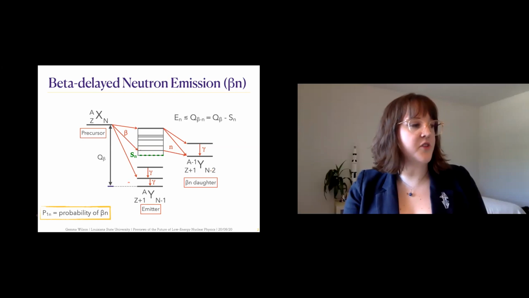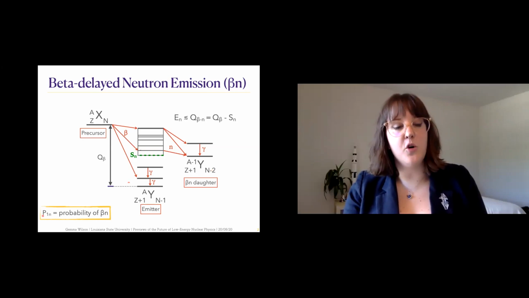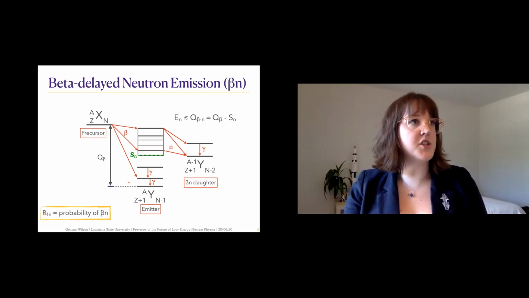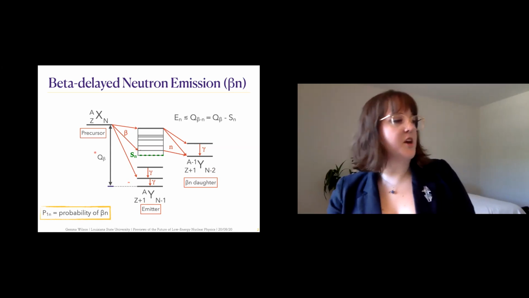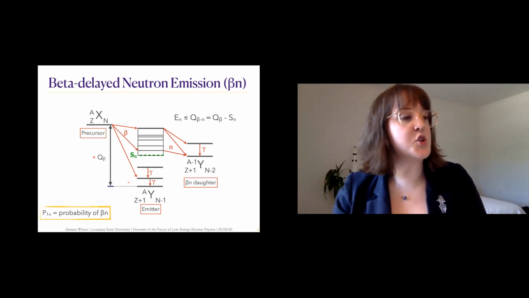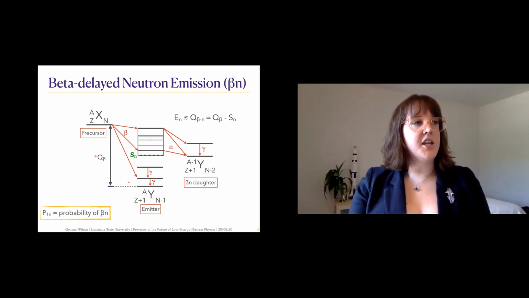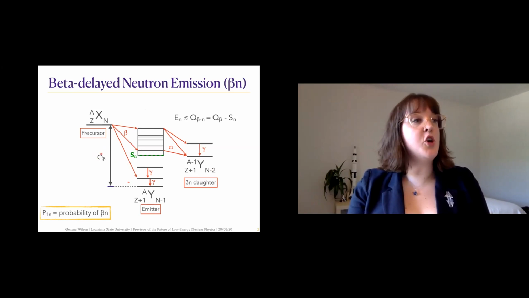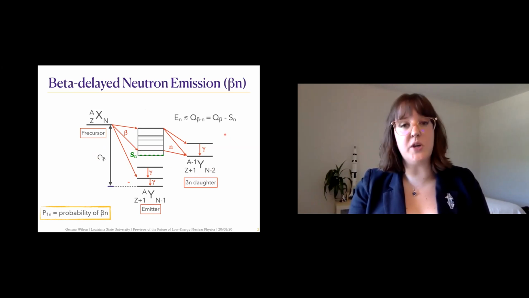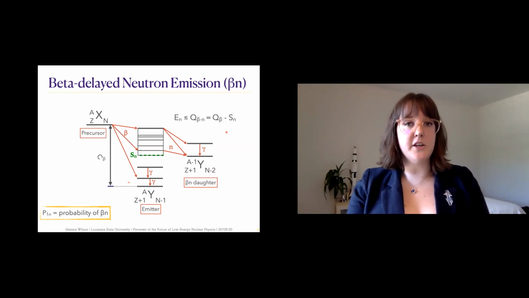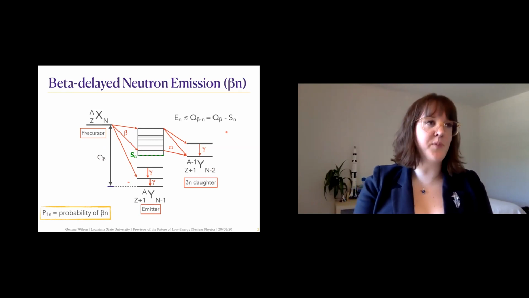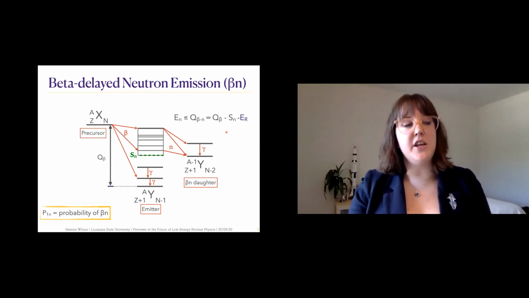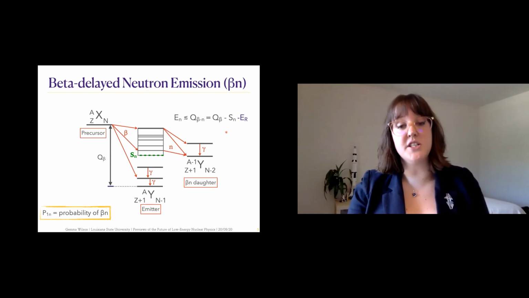So here we've defined P1n, or Pn sometimes for short, which is the probability of beta-delayed neutron emission. The energy available for the neutron is less than or equal to Q beta n, which is the difference between the Q beta and the neutron separation energy. But that's not quite true. You also have to take into account the energy of the recoiling emitter nucleus, which is small, but it does matter.